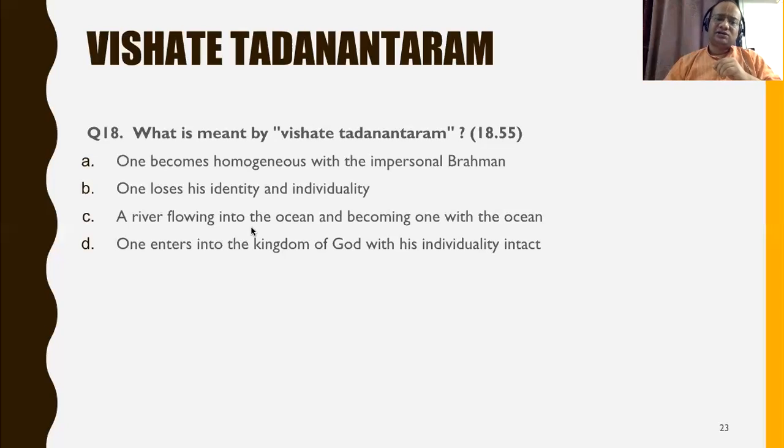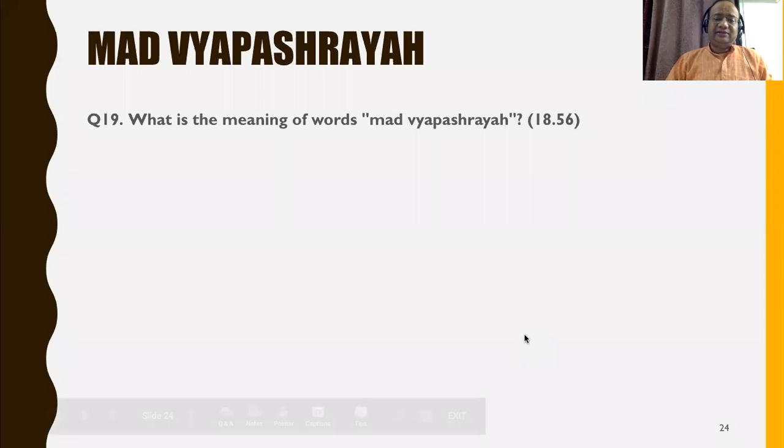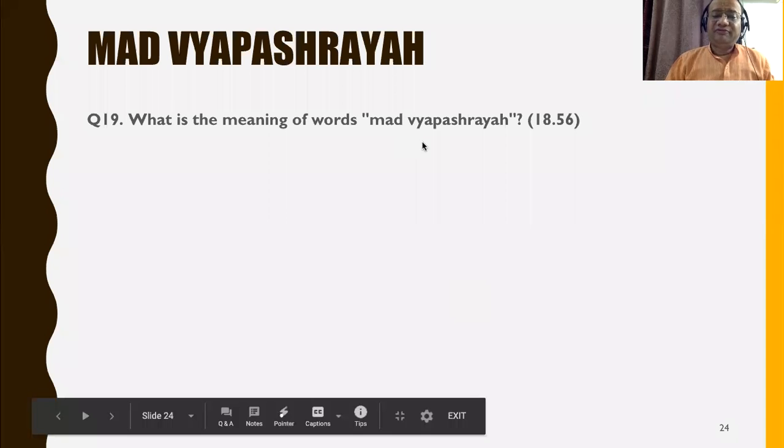It is never lost. So Vishate Tadanantaram means one enters into the kingdom of God with his individuality intact. You don't lose that individuality, which is the purport of a river flowing into the ocean and becoming one with the ocean. So that is not correct. The correct answer is that one enters into the kingdom of God with his individuality intact. 19th, what is the meaning of the word mad vyapashrayaha?